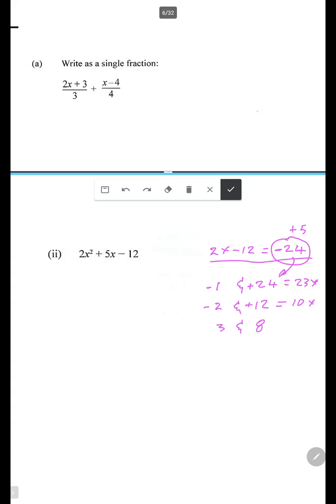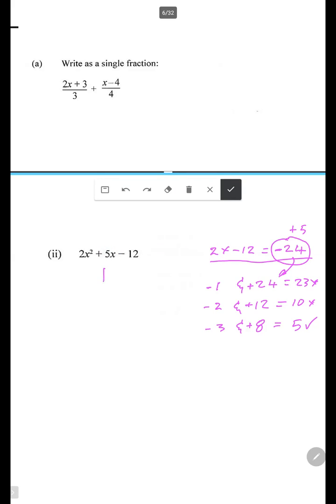Give the larger one the positive sign and the smaller one the negative sign. And then the negative 3 plus the 8 is 5. I can say 8 minus 3 is 5. And so yes, you have found it. So you're going to split this 5x into negative 3x plus 8x, or you can put 8x minus 3x, in any order. All right? So then we're going to split this now.